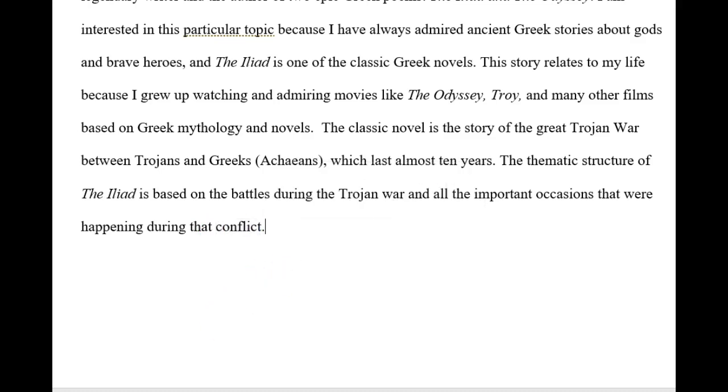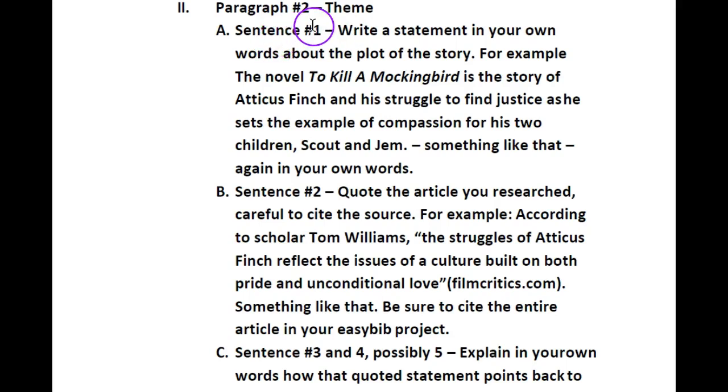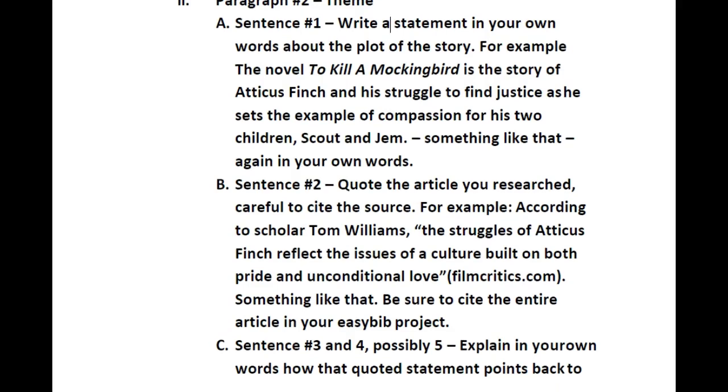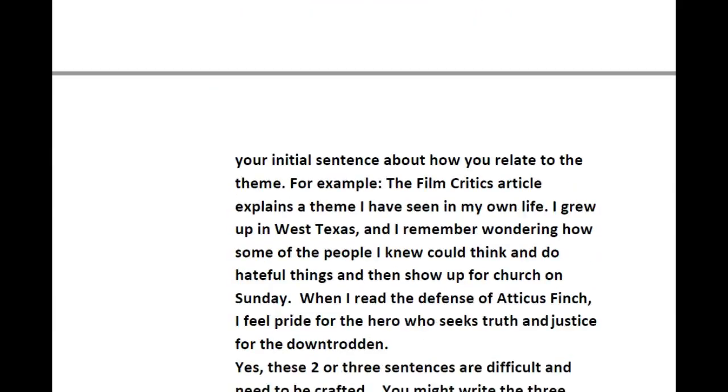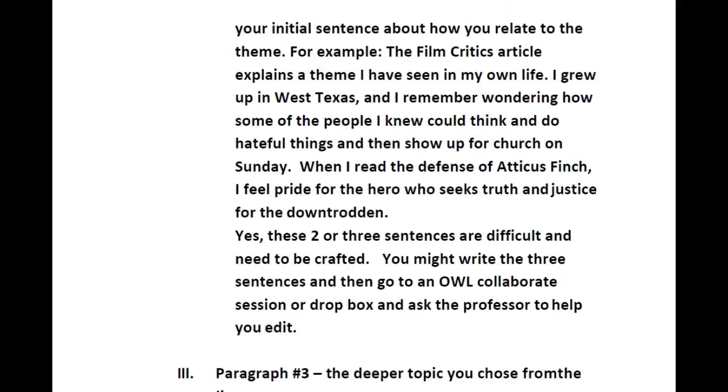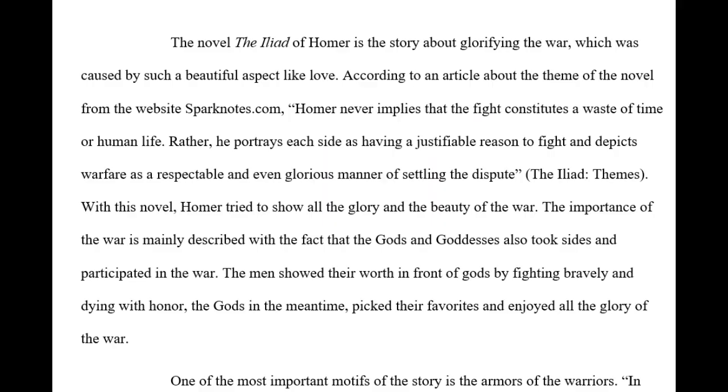Okay, let's go back to paragraph 2, which is writing about the theme of the classic novel that was selected. Let's see how the submission handles paragraph 2. Okay, the paragraph should start by mentioning the theme. This sentence mentions the plot.